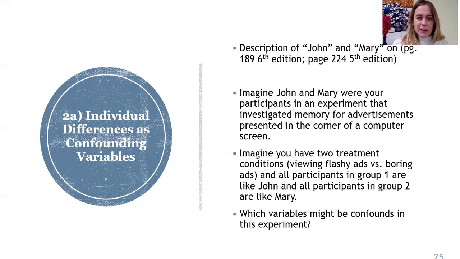So you've got 2 different treatment conditions, flashy ads versus boring ads, and imagine we did a between subjects design where we have a group of participants viewing the flashy ads and a different group of participants viewing the boring ads. Now imagine it just happened to be that all of the participants in one condition were like John and all of the participants in the other were like Mary. Well, there's a lot of differences between those people. This could be a confound. Can you imagine if everybody was kind of hungover in one? This is going to be a problem.